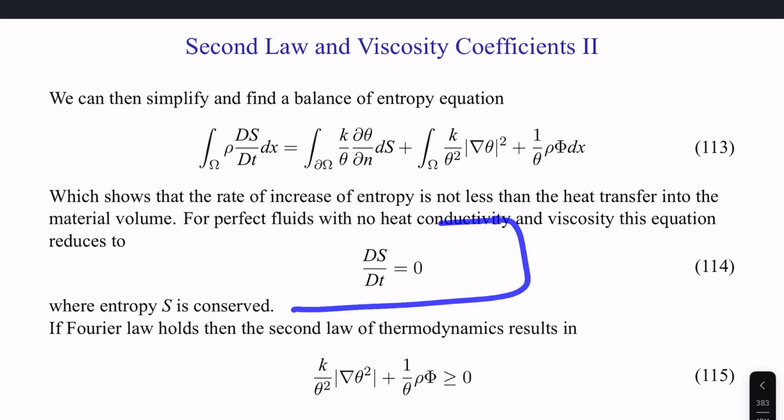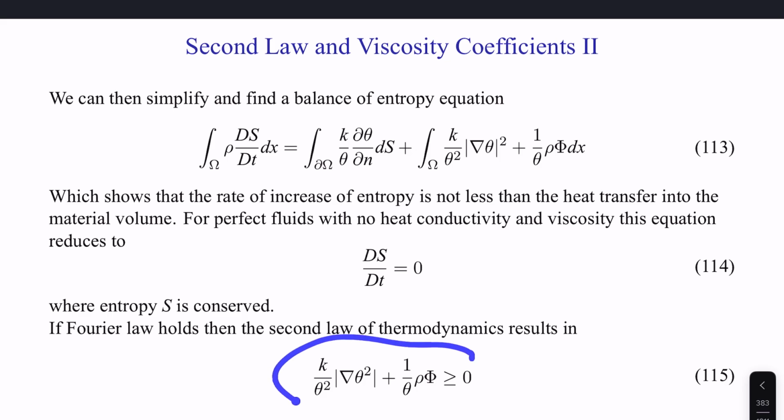It's a conservation of entropy equation given the fluid is perfect with no heat conduction and viscosity is 0. If we make the assumption of Joseph Fourier's law, then the second law of thermodynamics, 13, can be written in this nice compact form. K is heat conductivity, of course. Theta is temperature. Rho is density. Then it'll be greater than or equal to 0.